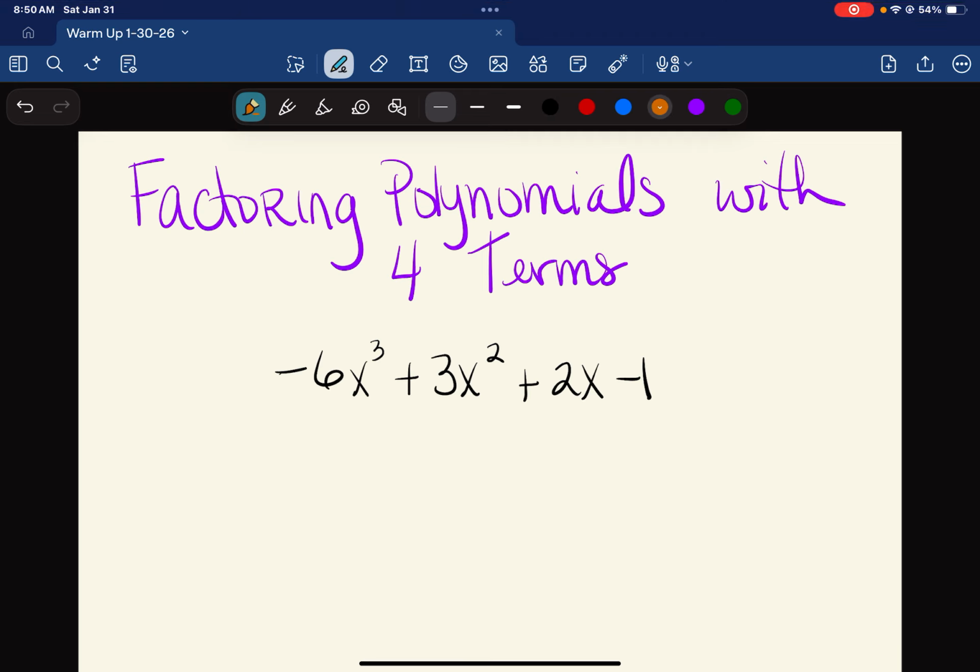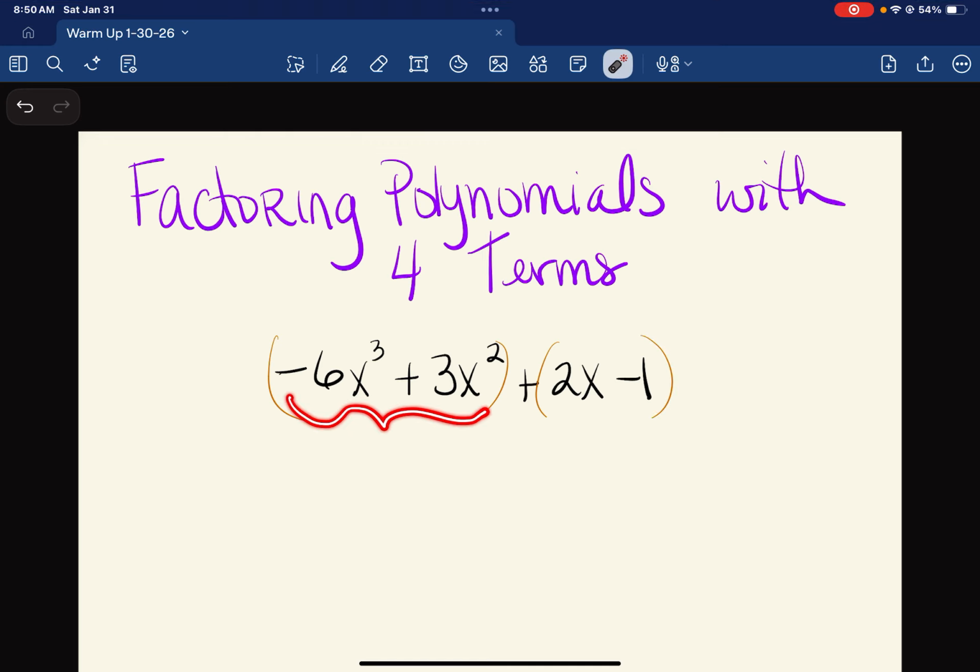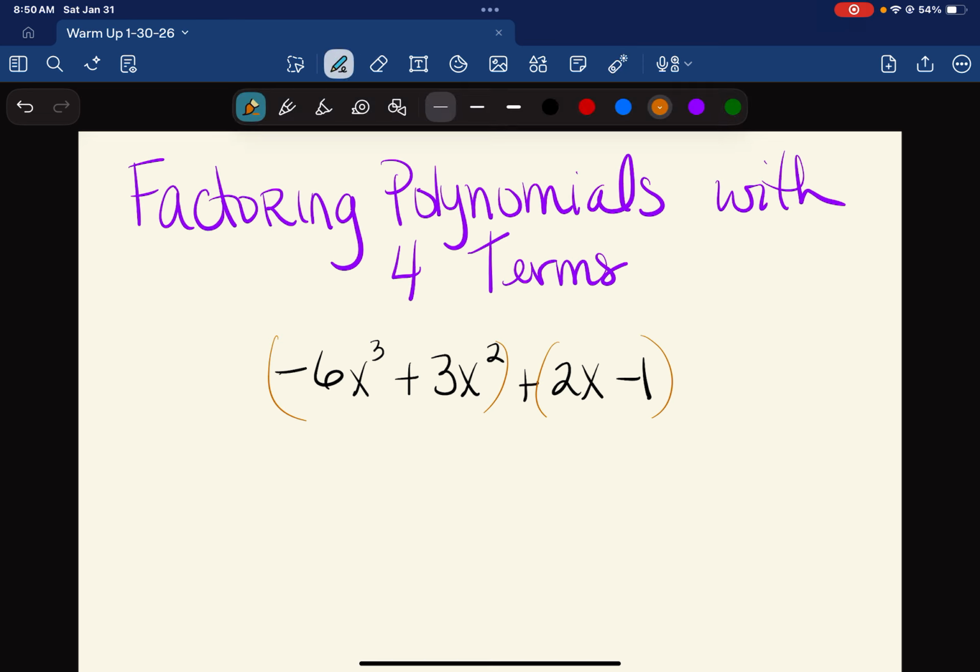The next thing I want you to do is group this into 2 sets of binomials. So let's look at this first set. We have a negative 6x cubed plus 3x squared. What can I factor out or divide out of both of them? Both of these are divisible by the number 3 and the variable expression x squared. So we've factored out a 3x squared. What does that leave us with? That leaves us with a negative 2x plus 1.